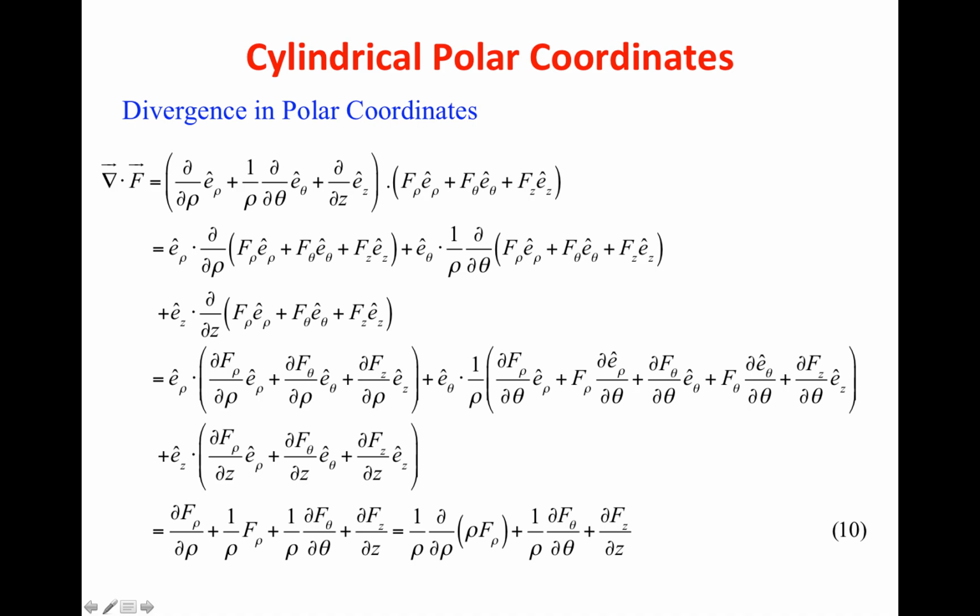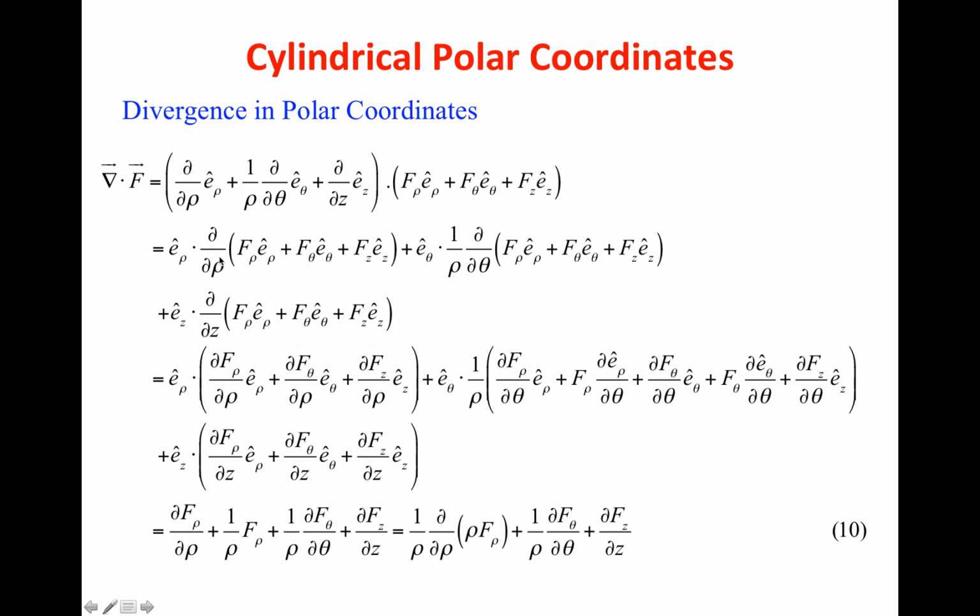As I was telling you, a word of caution that when I take the dot product, so naturally E rho cap dot E rho cap is going to be 1, right, but I also need to apply my del operator over here. So, what it is basically, it is going to be my E rho cap dot the derivative of this whole quantity with respect to rho plus E theta cap dot 1 by rho into del by del theta of this whole vector plus E z cap dot the derivative of this vector with respect to z.